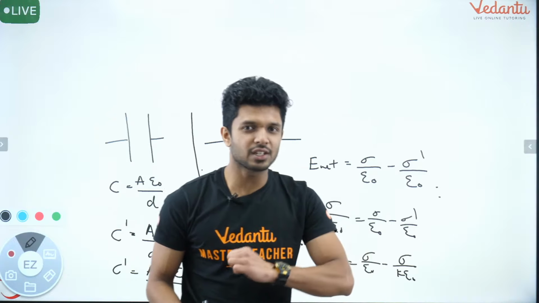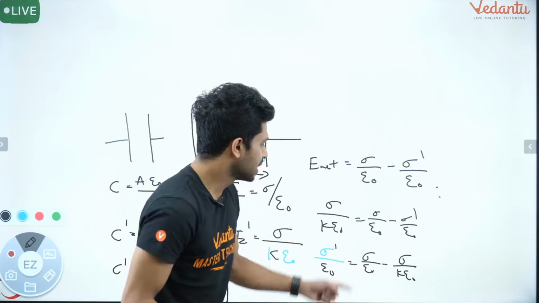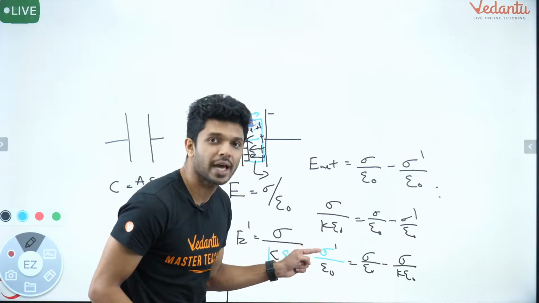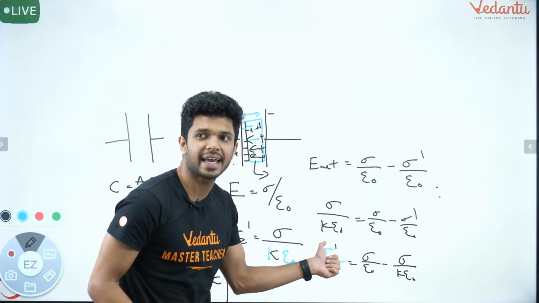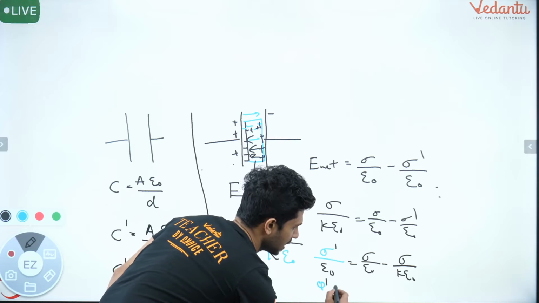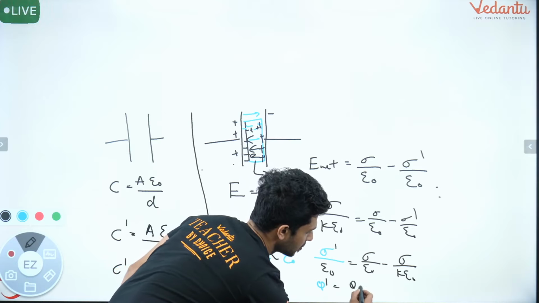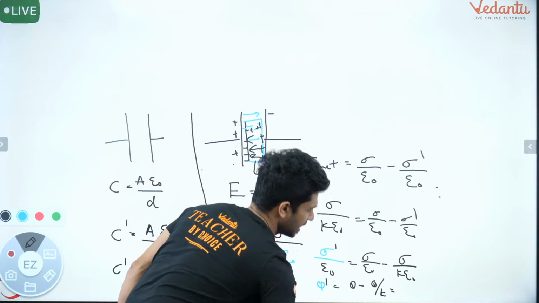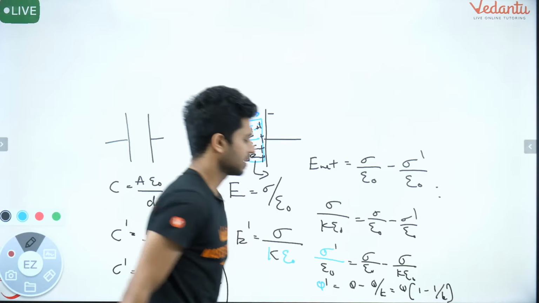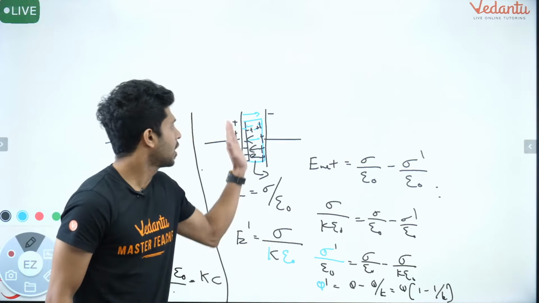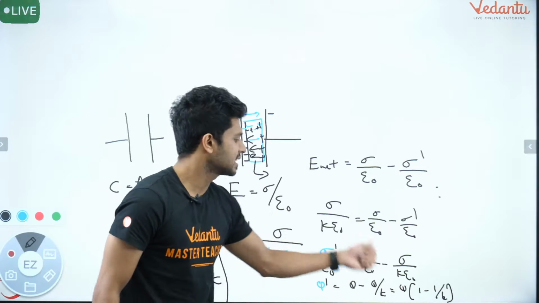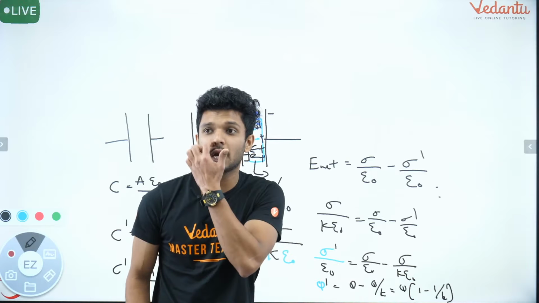So sigma is equal to what? Q divided by A. So I am going to write it as Q divided by A, and Q dash divided by A, because we have sigma dash over here. So Q dash will be equal to Q minus Q divided by K, which is equal to Q into 1 minus 1 by K. So the charge which is developed on this dielectric is equal to the charge on the capacitor plates into 1 minus 1 by K. This is what you have to do.